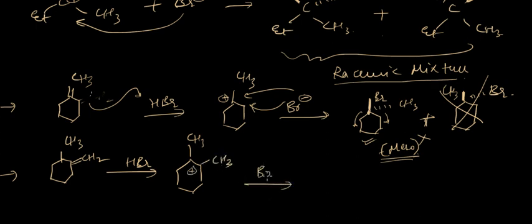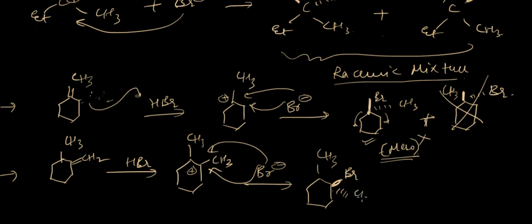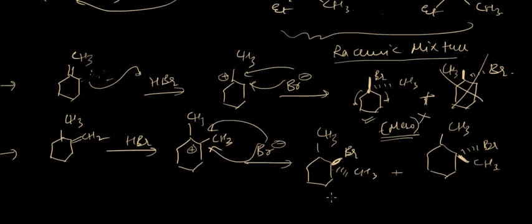Now Br minus can attack this carbon atom from above the plane or from below the plane. If it attacks above the plane, Br would be here and CH3 would be here, and if it attacks below the plane, it would be something like CH3 here and Br here. Now these two are enantiomers, and as they are formed in equal proportion probabilistically, they will form a racemic mixture.